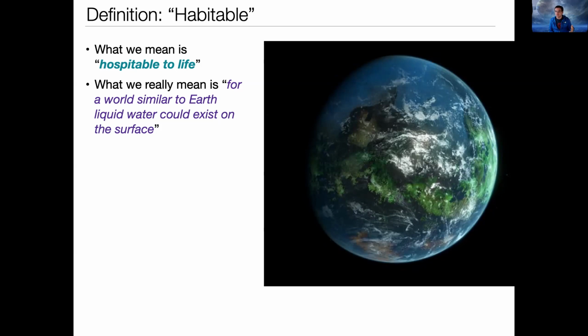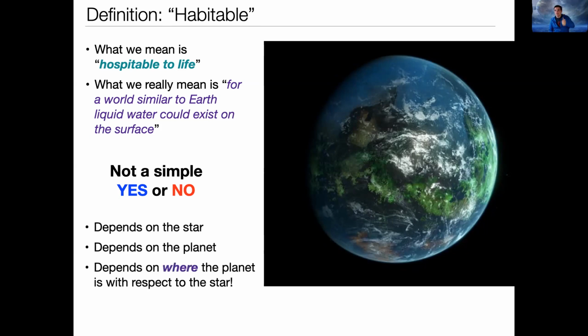Could it have liquid water on the surface? Okay, now that is not a simple yes or no answer. If I just hand you a world, you cannot look at it and say, yes, it's in the habitable zone, or no, it's not habitable. That is because habitability, the conditions under which that statement is true, is enormously complex, right? There's a whole bunch of physics and science that goes underneath that because it depends on the properties of the star, it depends on the properties of the planet itself, and it depends on where the planet is with respect to the star. Okay, and you have to fold all of those things together.